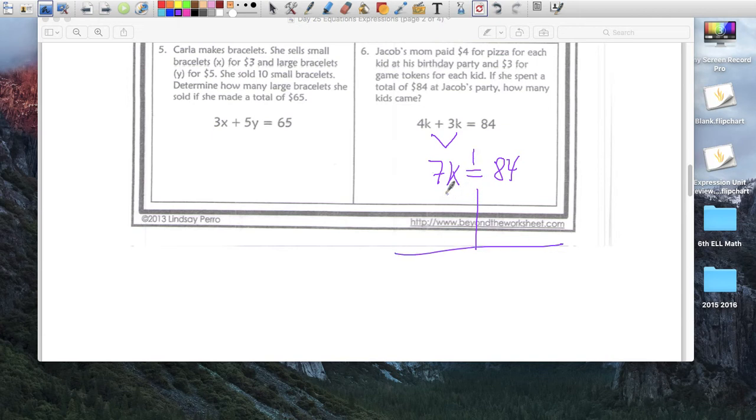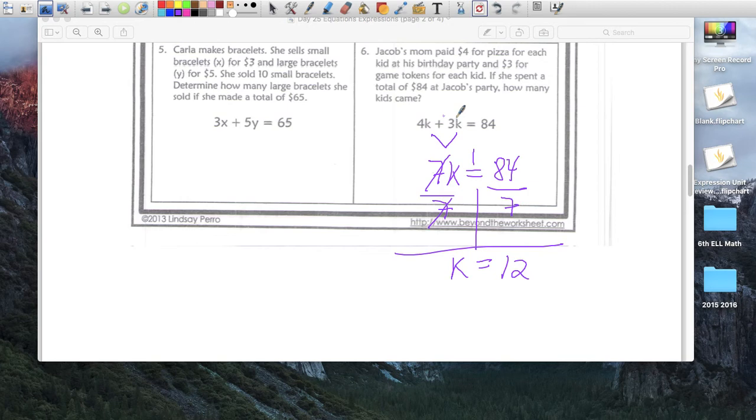Oh yeah, one of the ways of doing that is to use inverse operations. So I'm going to divide both sides by the coefficient. I'm going to divide this by 7. I'm going to divide this by 7. These two become 1. 7 divided by 7 is 1, so I get 1k, or just k. And 84 divided by 7, I believe, is 12. Okay. And does that work?